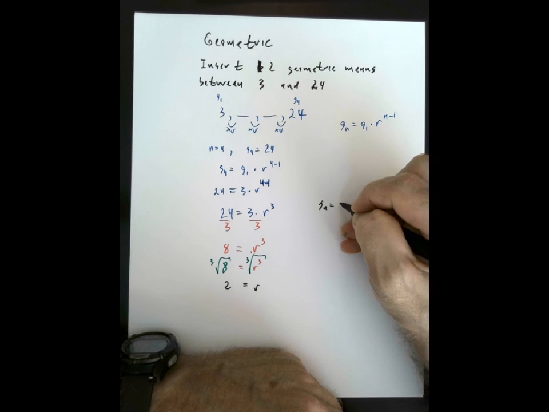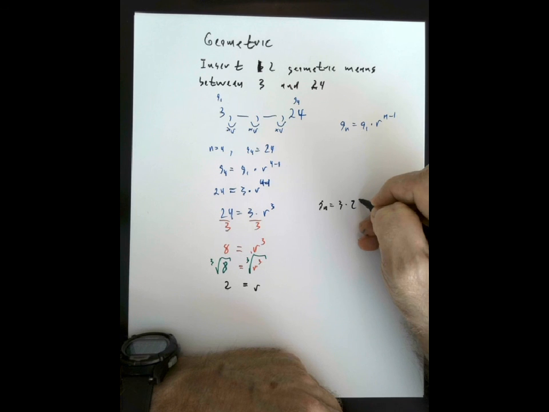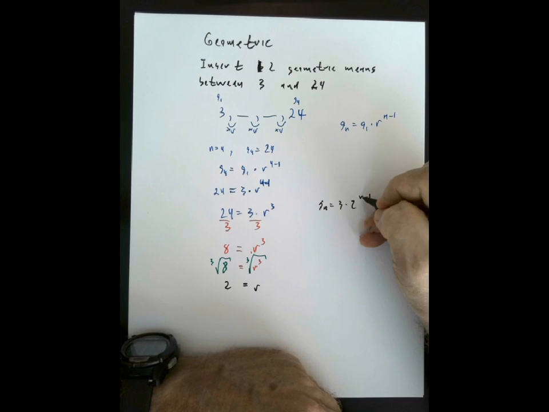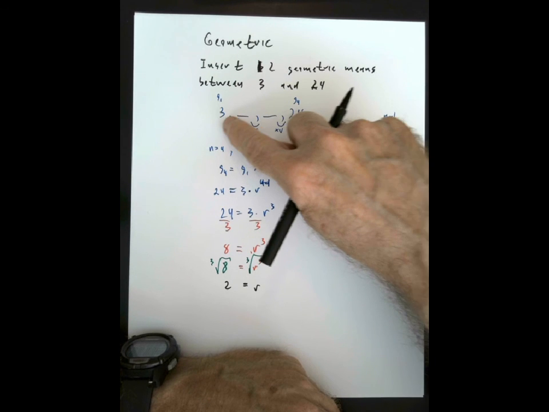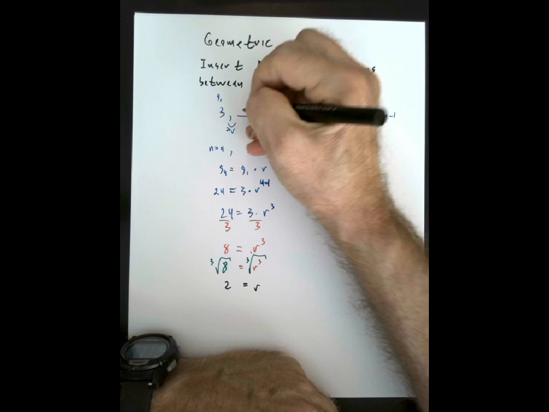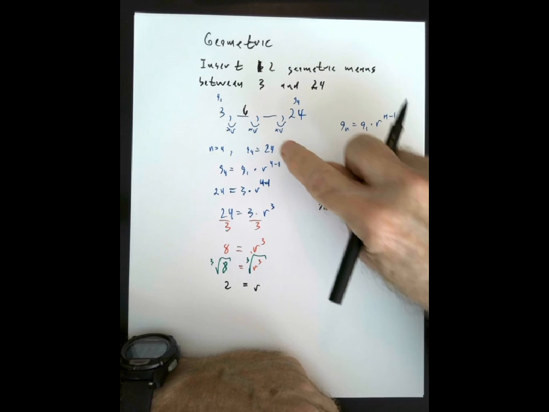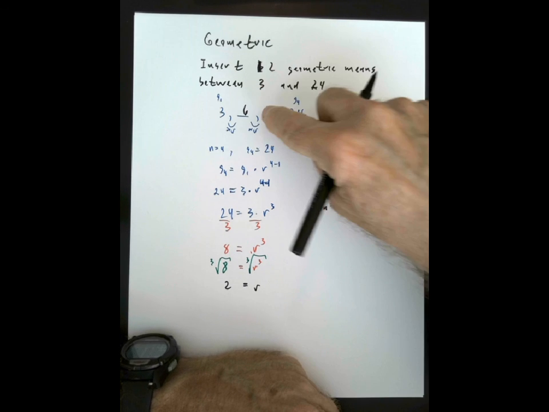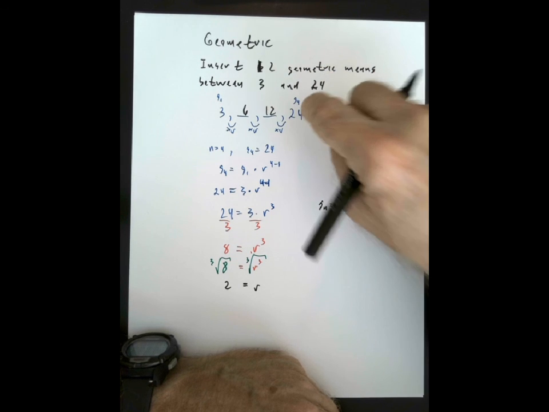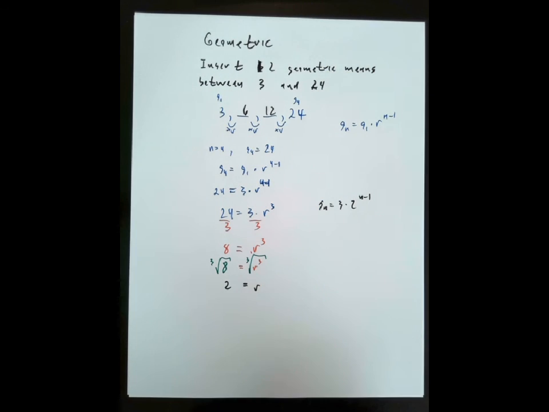Our sequence formula is g of n is equal to 3 times 2 to the n minus 1, but more specifically up here we can now apply the 2. 2 times 3 would be 6, right? 2 times 6 would be 12. 2 times 12 would be 24. So the two numbers we have to insert are 6 and 12, which are the geometric means.